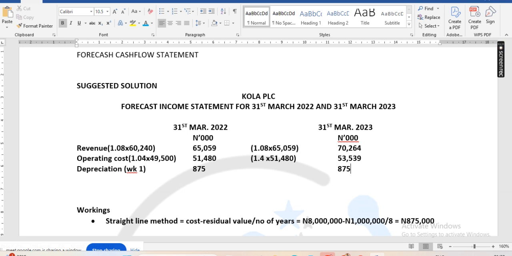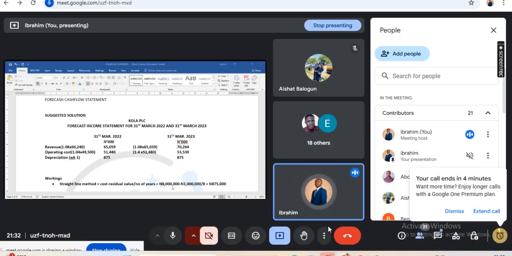Assume you were given another new asset, or they purchased a new asset in 2023, class.